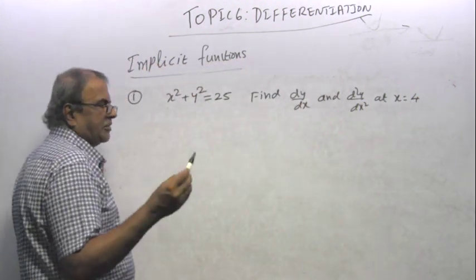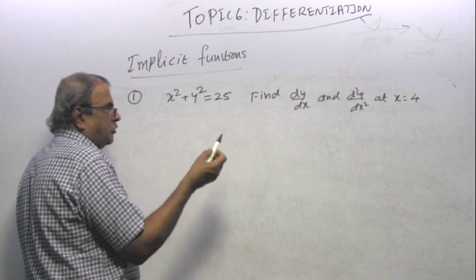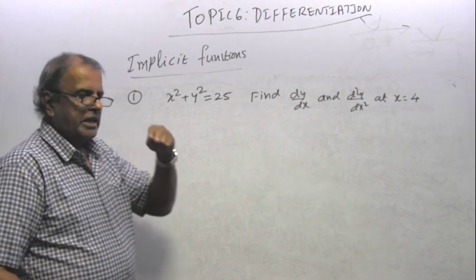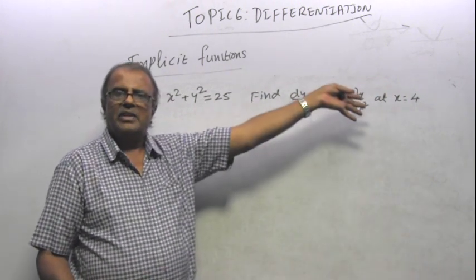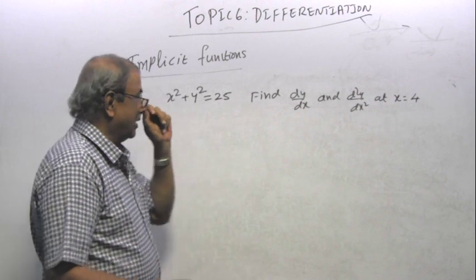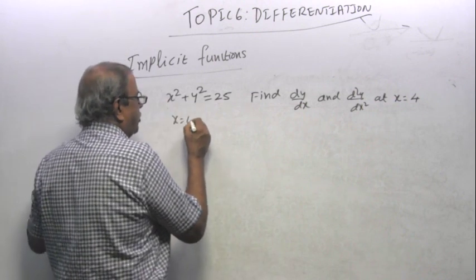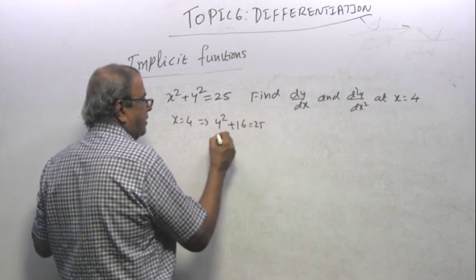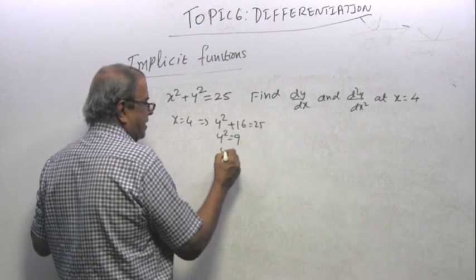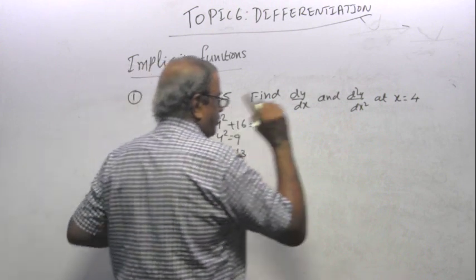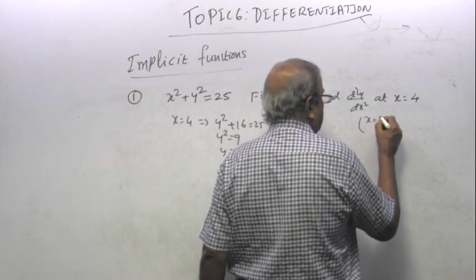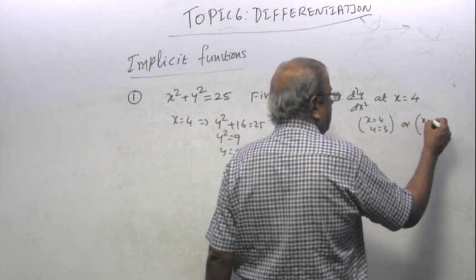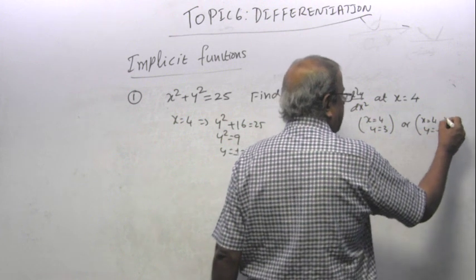Whenever you know the value of x, find y, it might be useful. Normally I don't, but remember y squared when differentiated gives me 2y dy by dx. So therefore I need the y value. So x equal to 4, I get y squared plus 16 equal to 25. Y squared is 9, y is plus minus 3. So I'll have 2 points, x equal to 4, y equal to 3, or x equal to 4, y equal to minus 3.